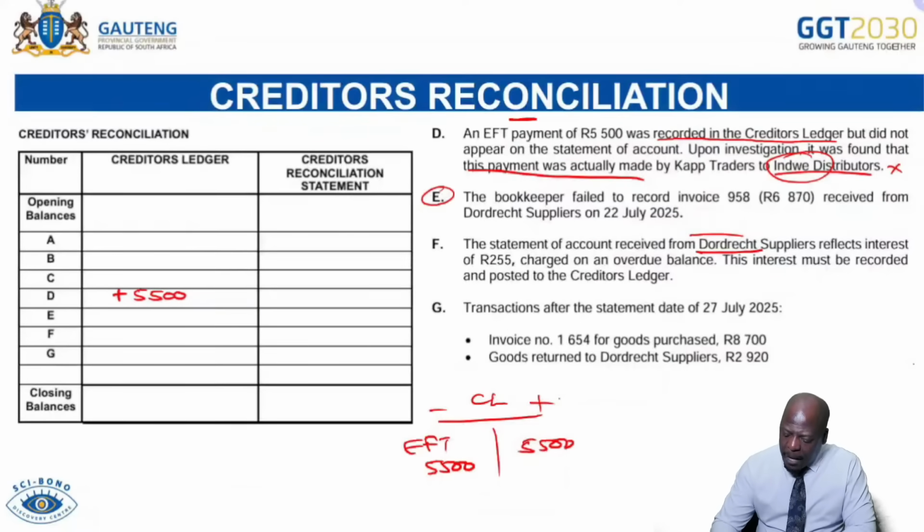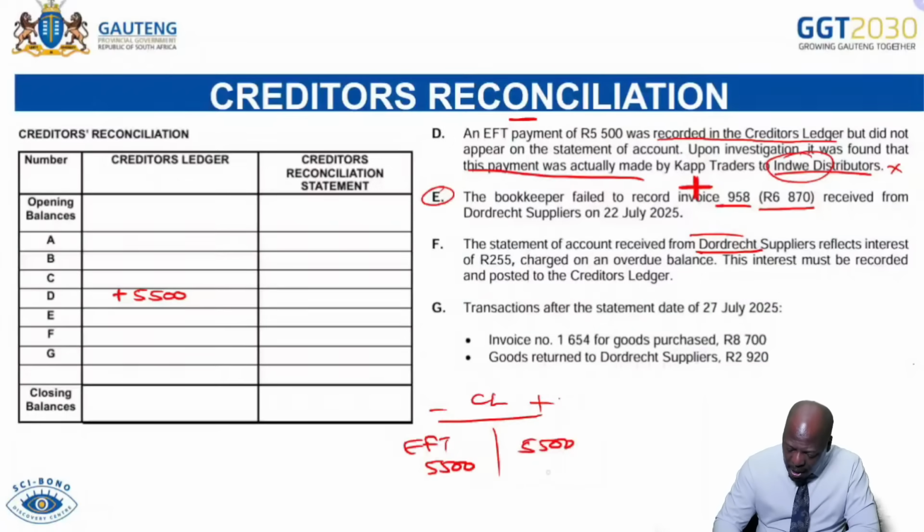The bookkeeper failed to record invoice 958 of 6,870, which was received from them. An invoice is a minus. The bookkeeper forgot to record a minus amount. All right. Is it correct that an invoice is a minus? Thank you. An invoice is indeed a plus. All right. So an invoice is a plus.